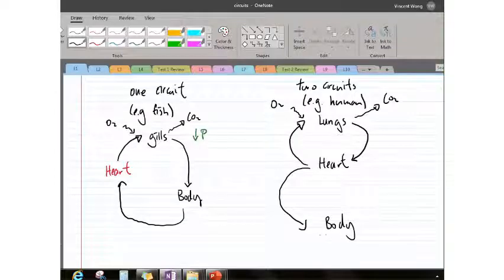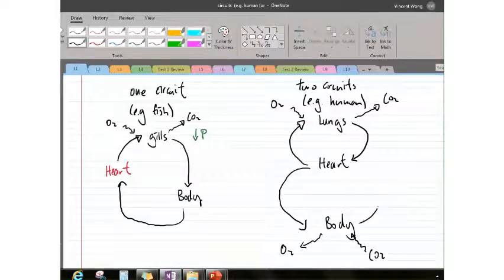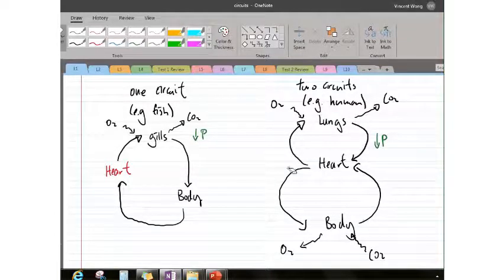And then at the various parts of the body, you're going to be releasing the oxygen for the tissue to use, and then you will be picking up carbon dioxide from the tissue. Then from the body, it goes back to the heart. So there you have the two-circuit circulatory system. This ensures that even though you have a little bit of drop in pressure after going through the lungs, by returning to the heart first, you can increase the pressure again and squeeze it throughout the body. So this is one circuit, this is two circuit.